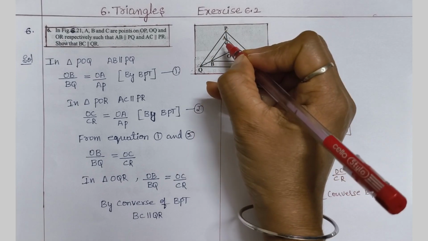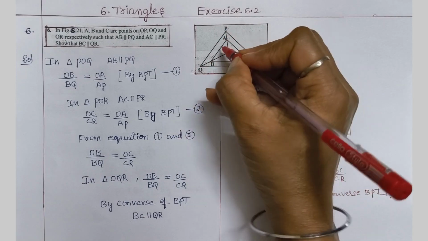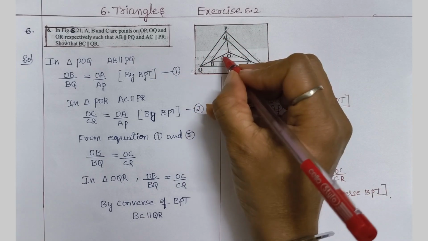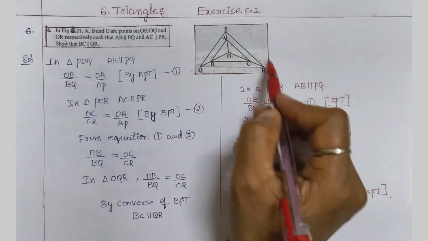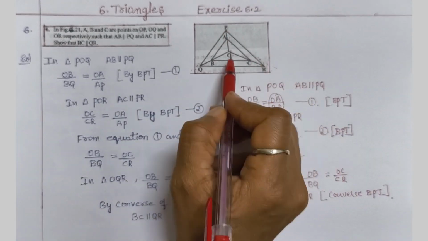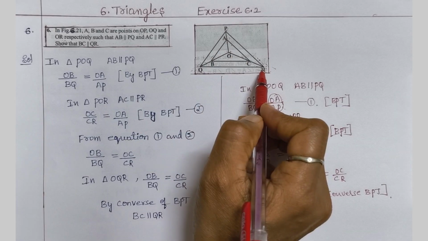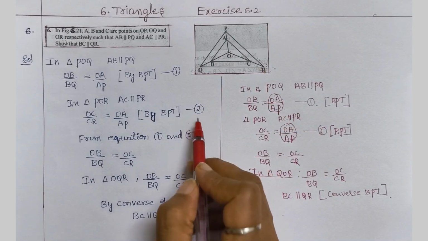First you take this triangle. In this triangle, this side is parallel, so the sides are proportional. One equation you will get. Next you take this triangle. These two are parallel, so the remaining two sides are proportional. That one you take as the second equation.